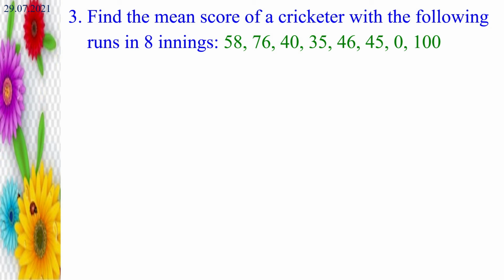Third sum, find the mean score of a cricketer with the following runs in 8 innings: 58, 76, 40, 35, 46, 45, 0, 100. Here they have given the score of a cricketer in 8 innings. We have to find the mean score, which means we have to find the arithmetic mean. Now let us move to the solution.